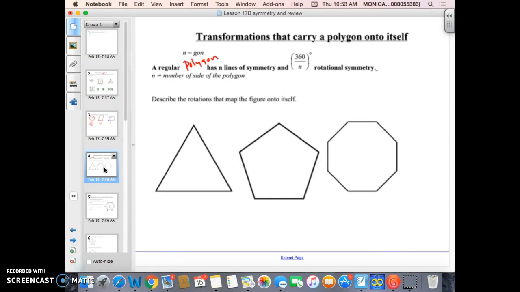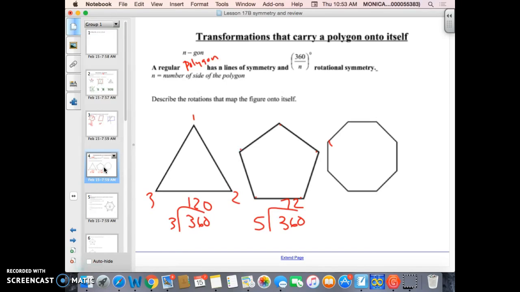It has lines of symmetry, and so basically you're just going to take 360 degrees and divide it by the number of sides in the polygon. I always look at the number of corners. It's the same diff. So this would be 1, 2, 3. So this would be 360 divided by 3, which is 120. This one is 1, 2, 3, 4, 5. So this would be 360 divided by 5, which is 72.